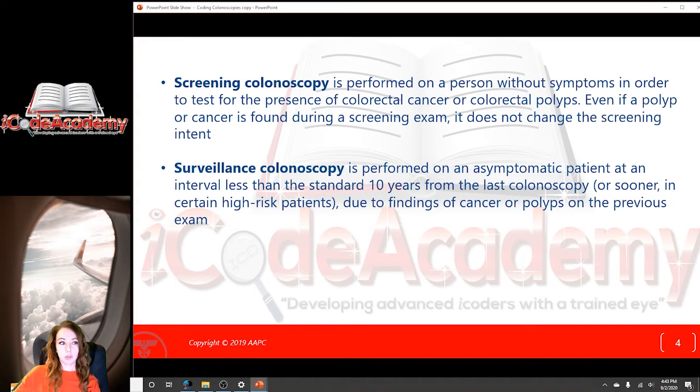Now, a surveillance colonoscopy is, again, a patient who is asymptomatic, so no signs, no symptoms, there's no complaint of abdominal pain or rectal bleeding. And this is done at intervals, typically about 10 years from their last colonoscopy, typically for high risk patients. So maybe if you have colon cancer in your family or if you're a certain age, that's where they're going to do that surveillance colonoscopy.